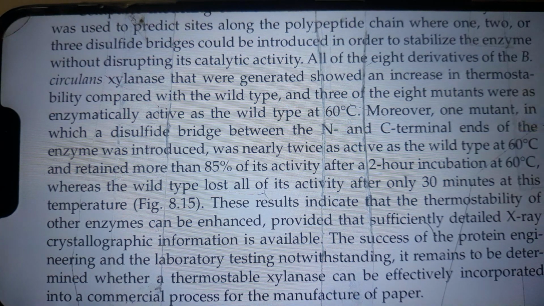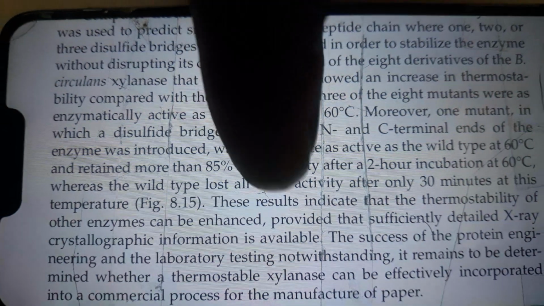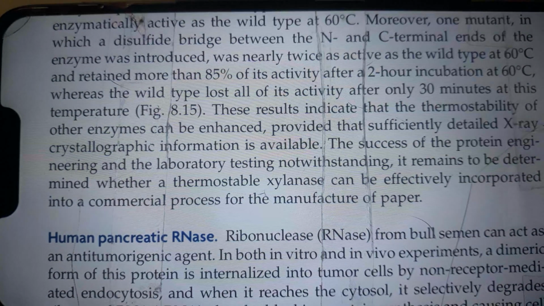Moreover, one mutant in which a disulfide bridge between the N and C terminal ends of the enzyme was introduced was nearly twice as active as the wild type at 60 degrees centigrade, where the wild type lost all its activity after only 30 minutes at this temperature.